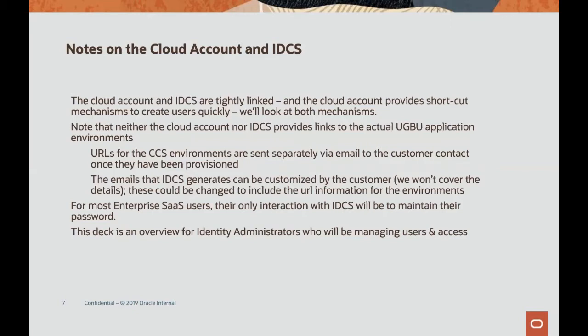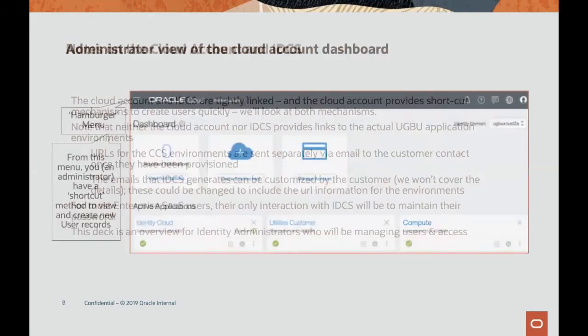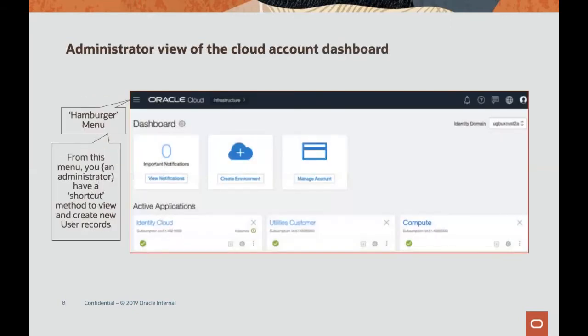The thing to note as an administrative point is that neither the Cloud Account nor IDCS takes you directly to the UGBU Enterprise SaaS application environments. The URLs for those environments are sent separately by email, and it's only by accessing those URLs with authentication done by IDCS that the user actually gets to one of the application environments. So this is really geared toward identity administrators who will be managing setup and creation of new users.